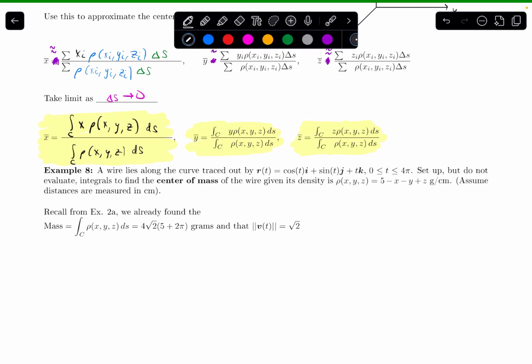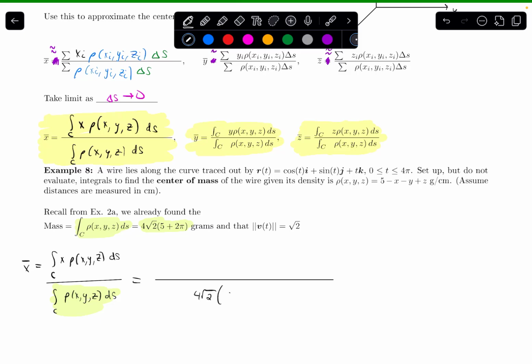Okay, so let's start with our x coordinate, x bar. So this is this formula, my line integral over my curve, x times the density function, x rho of x, y, z ds, and then all over that integral for mass, which is the integral over the curve of rho of x, y, z. Okay, so the denominator just represents the mass. And the mass, we've worked that out in a previous problem. It's this whole thing. So let's write that out. The mass is just 4 root 2, that quantity multiplied by 5 plus 2 pi.